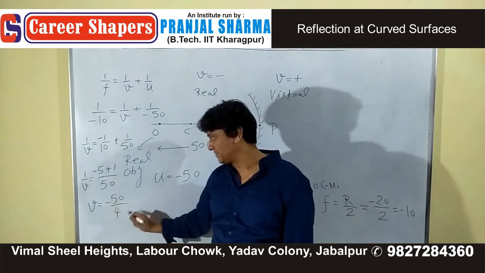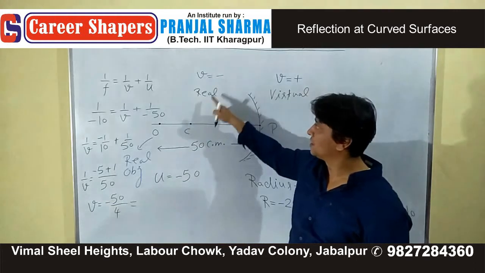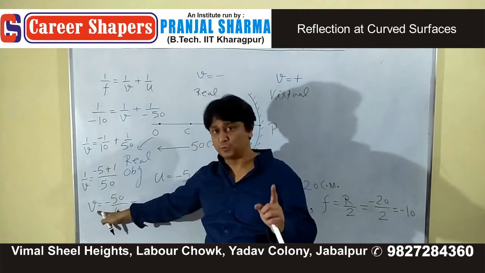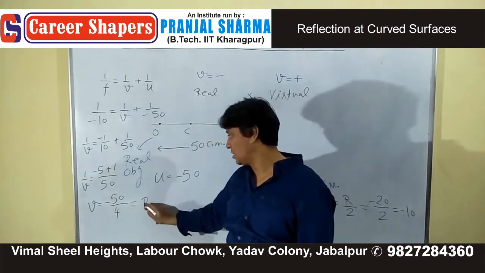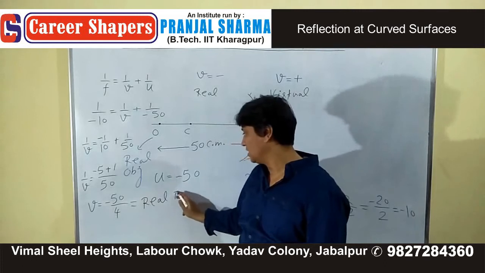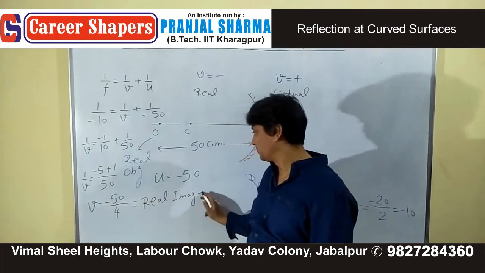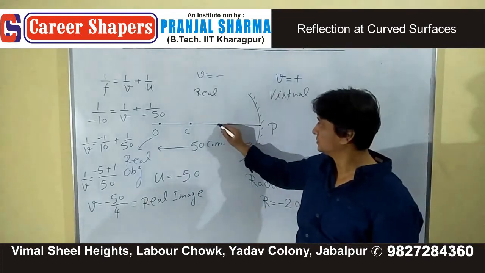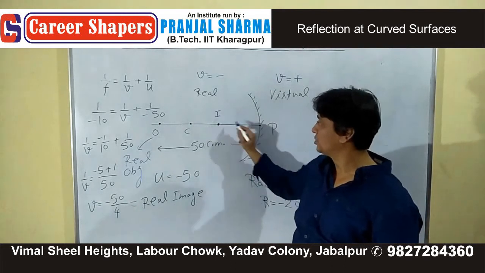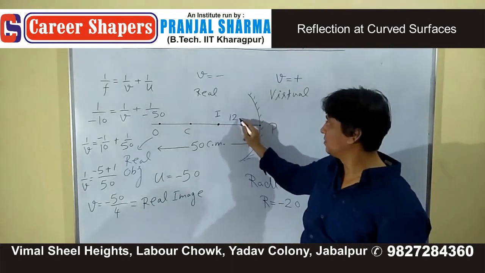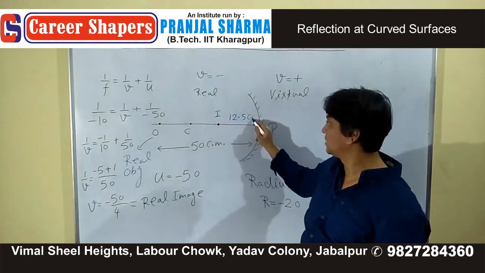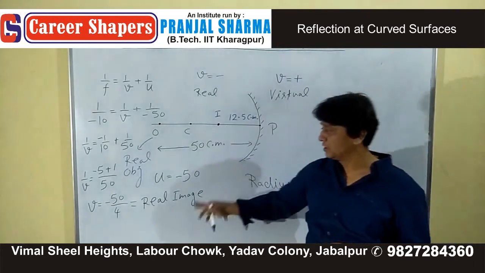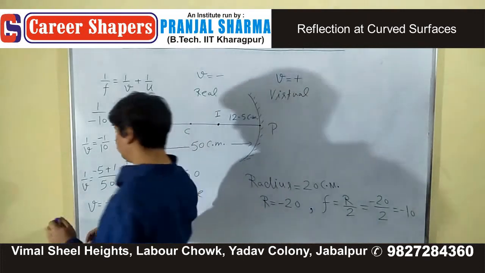The moment you see negative sign, it is what? Real. Real what? What is V? Image position. And therefore, we got what? Real image. And this real image is forming somewhere here. That's the position of image, which is coming at 12.5 centimeter. Image, what type of image? In front of the mirror, real image.